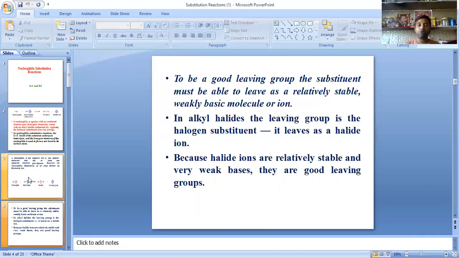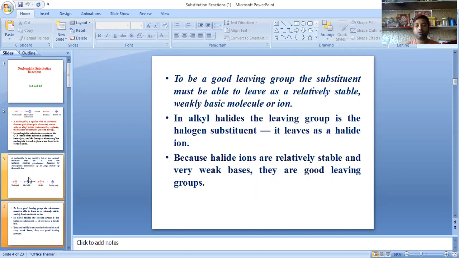So to be a good leaving group, the substituent, what is the substituent? With the halogen, it is the substituent which is leaving the substrate. To be a good leaving group, the substituent must be able to leave as a relatively stable, weakly basic molecule or ion. It must be stable in the solution after leaving the substrate.